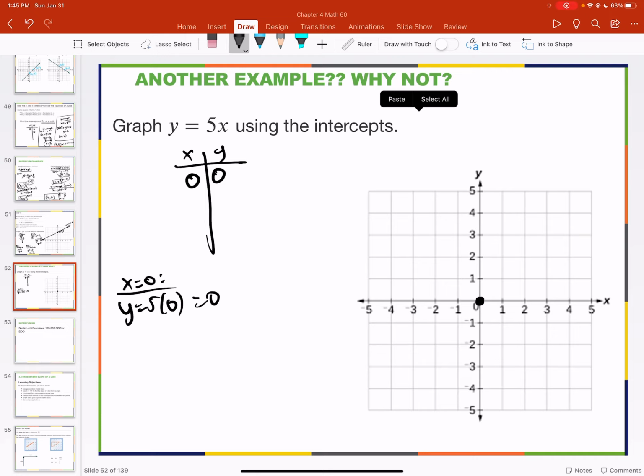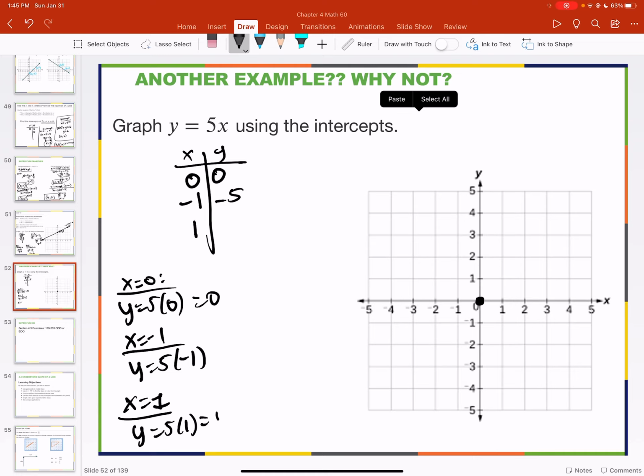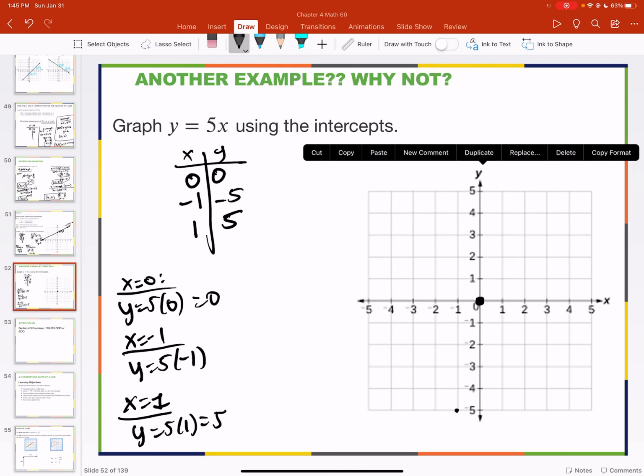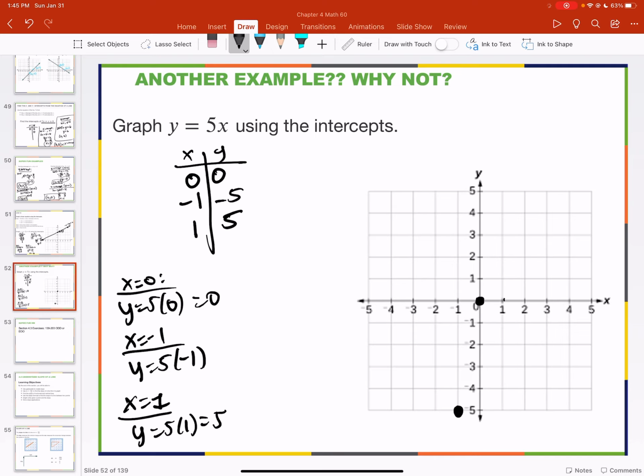So now we need to just pick, you can pick 1 on the left. You can pick negative 1 for x and positive 1. So if x is negative 1, y is equal to 5 times negative 1. So that's negative 5. What about if x is positive 1? We get y is equal to 5 times 1. That's just positive 5. So you have negative 1, negative 5. And then positive 1, positive 5. So you have these 3 points. You have 0, 0. You have negative 1, negative 5. And you have positive 1, positive 5. So you just basically draw a line through these 3.